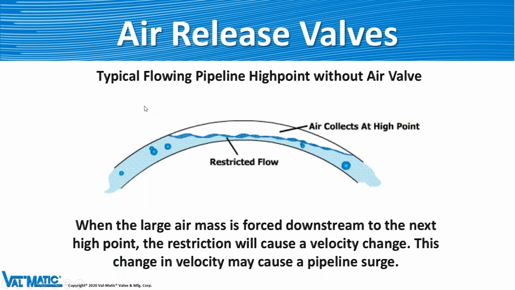So let's just say you don't get the air out of the high point. So the air collects in there. So the air collects to a point where it is going to choke off the flow. And then what happens is all of a sudden there'll be a large mass of this air forced downstream to the next high point. But it also causes a huge velocity change and a pipe surge and possible damage to something. So that's the reason why you got to get the air out of your pipe.